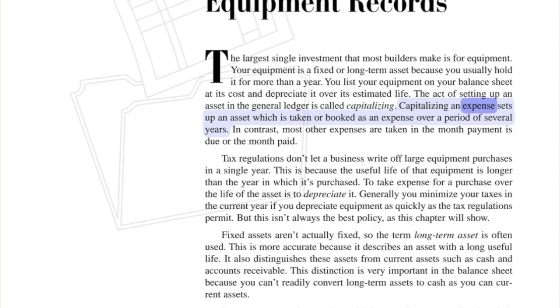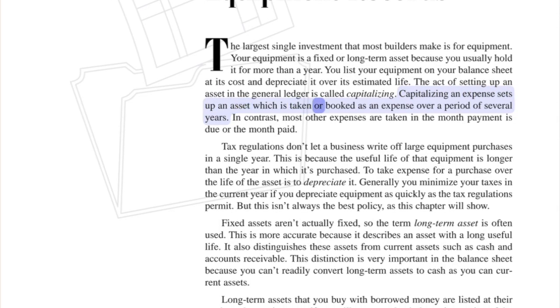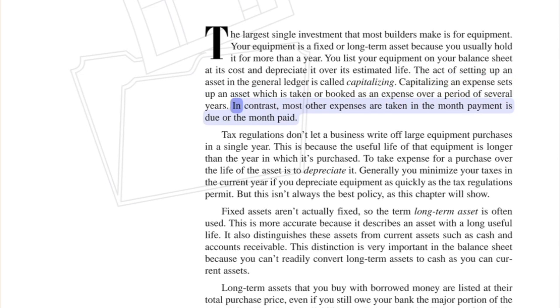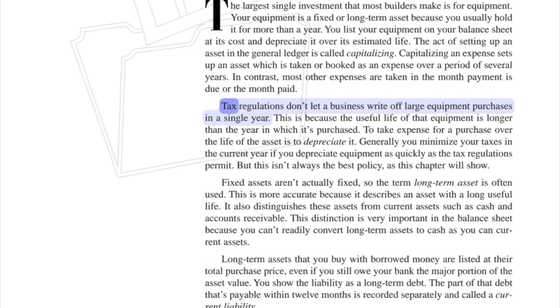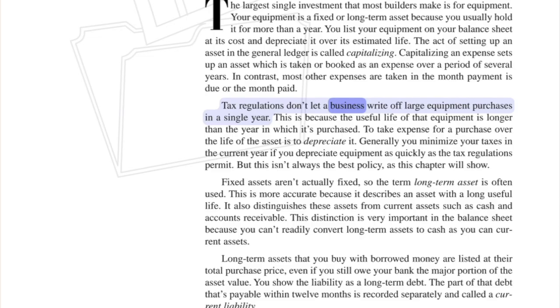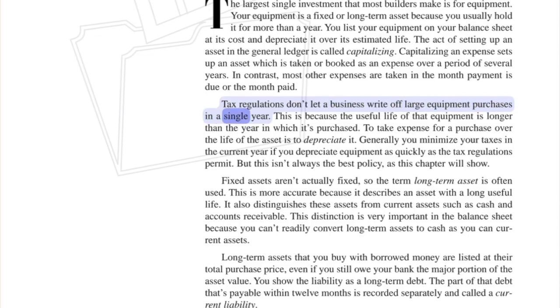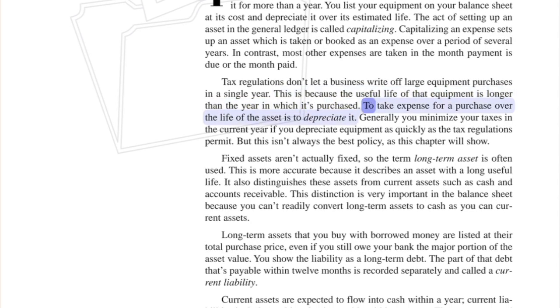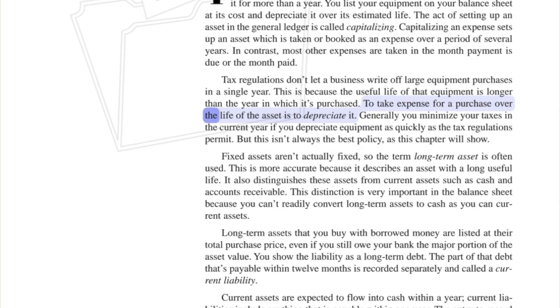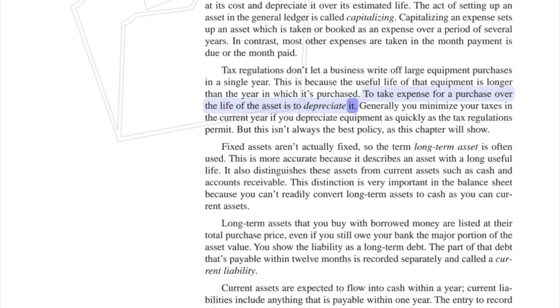Capitalizing an expense sets up an asset which is taken or booked as an expense over a period of several years. In contrast, most other expenses are taken in the month payment is due or the month paid. Tax regulations don't let a business write off large equipment purchases in a single year. This is because the useful life of that equipment is longer than the year in which it's purchased. To take expense for a purchase over the life of the asset is to depreciate it.